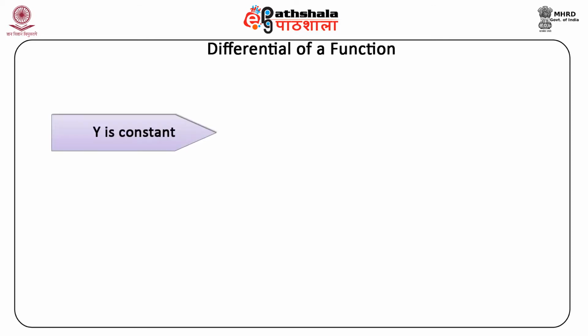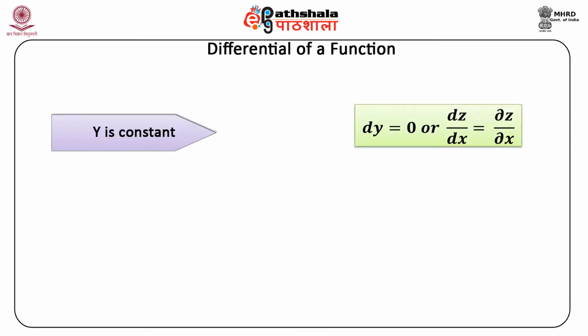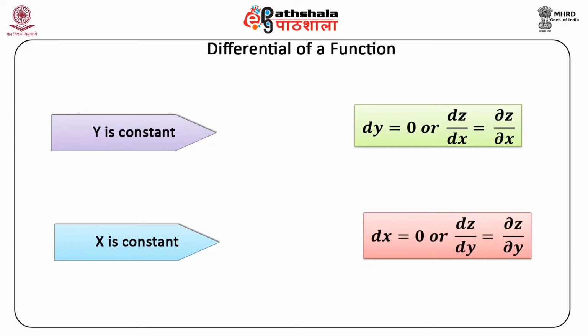If y is kept constant, that is dy is equal to 0, this implies dz is equal to ∂z/∂x into dx, or dz by dx is equal to ∂z/∂x. Similarly, if x is kept constant, dx is equal to 0, this implies dz is equal to ∂z/∂y into dy, or ∂z/∂y is equal to dz by dy. A partial derivative can thus be regarded as a ratio of two differentials.